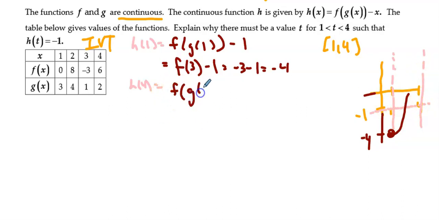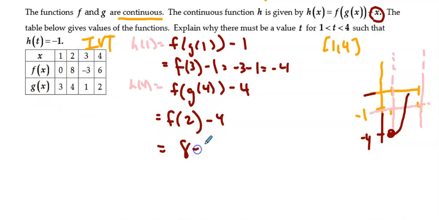So f of g of 4, and be careful that we're doing a 4 here. I have students that always just want to look at this and do a 1, so be careful, we're looking at 4. So it's going to be f of g of 4. So g of 4 is 2, minus 4, and then we're going to do f of 2. f of 2 is 8. 8 minus 4 is equal to 4. So I know it's up here at 4.